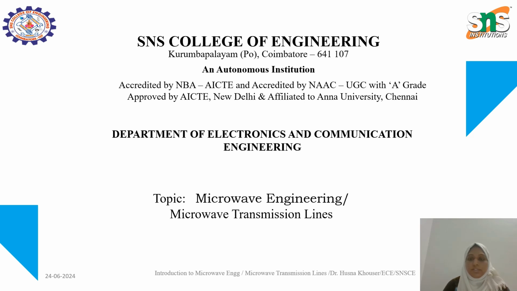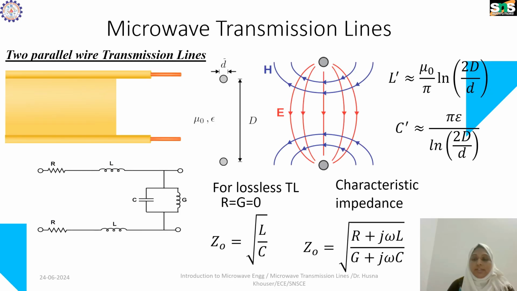In this lecture series, I'll discuss microwave transmission lines. There are three types of microwave transmission line: the two parallel wire transmission line, the coaxial transmission line, and the microstrip transmission line. Here we'll discuss the two wire transmission line.